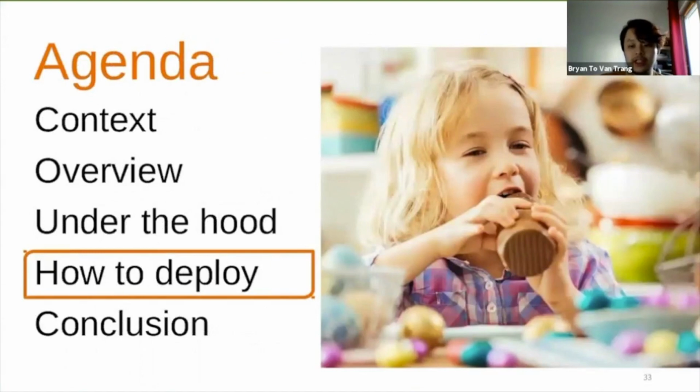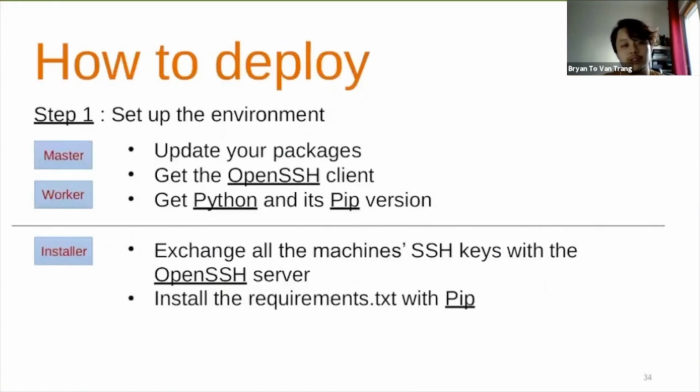Now, let's see how we deploy the NMaaS. The first step will be to set up the deployment, which means to update your packages on masters, workers, and your installer. The OpenSSH, Python, and pip packages are needed in order to run Ansible. And once you have cloned the repository, you should install the requirements in the file with pip.